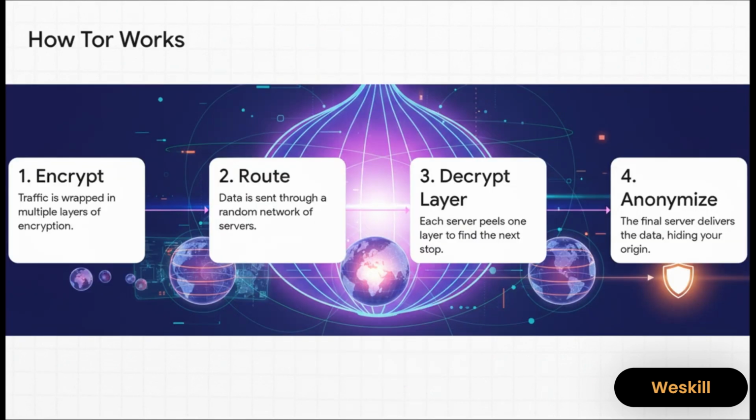It's called the Onion Router because of how it works. Your internet traffic gets wrapped up in multiple layers of encryption, just like the layers of an onion. Then it's bounced through this random series of servers all around the world. Each server only peels back one single layer of encryption to know where to send it next. This means no single point in that whole chain knows both who you are and what you're looking at. It makes tracing your activity back to you incredibly difficult.